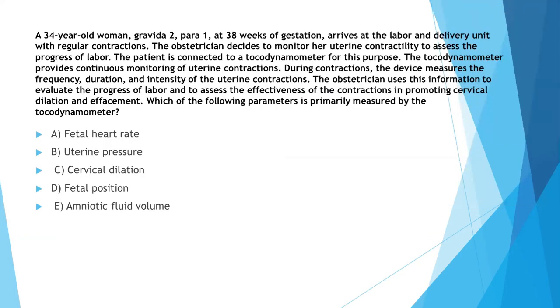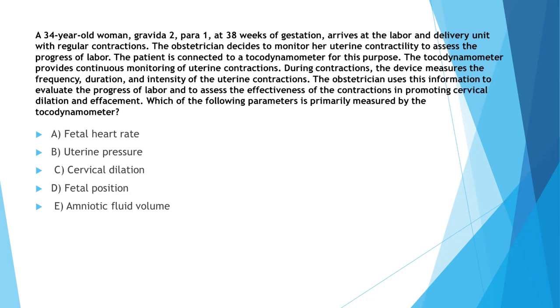Which of the following parameters is primarily measured by the tokodynamometer? A 34-year-old woman, gravida 2 para 1 at 38 weeks of gestation, arrives at the labor and delivery unit with regular contractions. The obstetrician decides to monitor her uterine contractility to assess the progress of labor. The patient is connected to a tokodynamometer for this purpose, and the tokodynamometer provides continuous monitoring of uterine contractions. During contractions, the device measures the frequency, duration, and intensity of the uterine contractions.